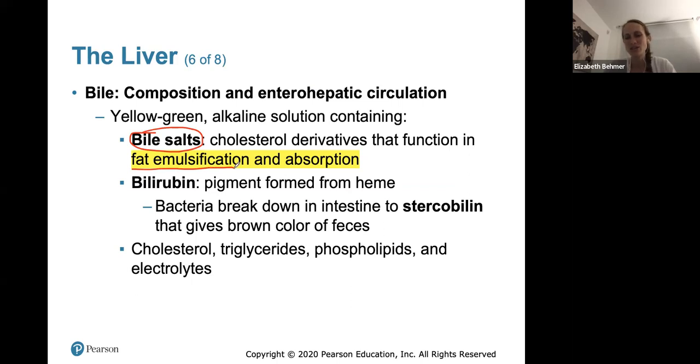And what emulsification is, I think we get to it eventually, but basically the bile itself will kind of surround each fat molecule to try to help break it up, because fat is really hard to break up in your body. So that's why we have a specific molecule called bile to help break up the fat when you eat it, and then it'll help absorb it into your lymphatic system. Bilirubin will be a pigment formed from heme. So that's what bile is composed of, all of these molecules.